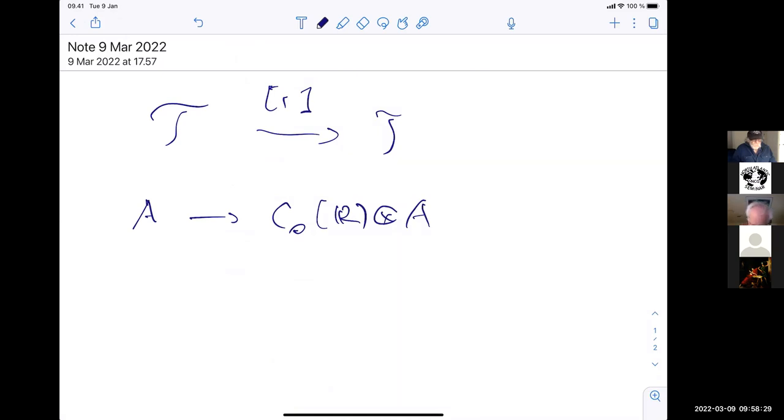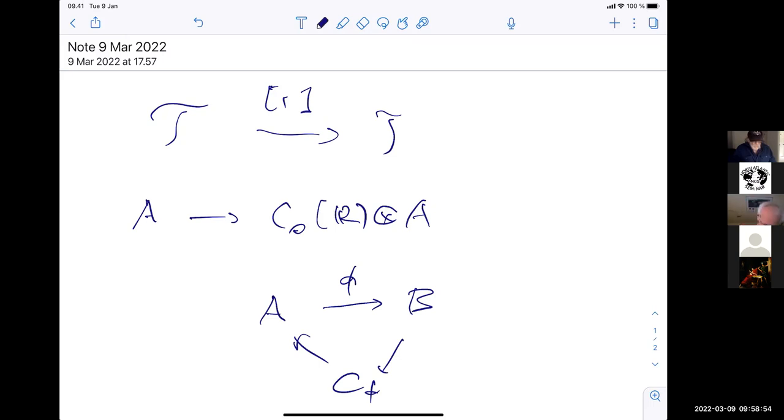So the problem is that I've got this KK element from A to B. It's a KK element, so it's not a star homomorphism, nothing like that. So it doesn't make sense to say kernel and co-kernel. Instead I will try to construct this exact triangle.